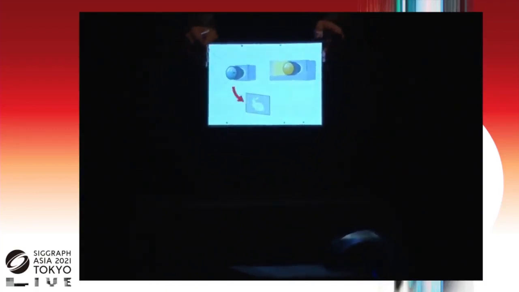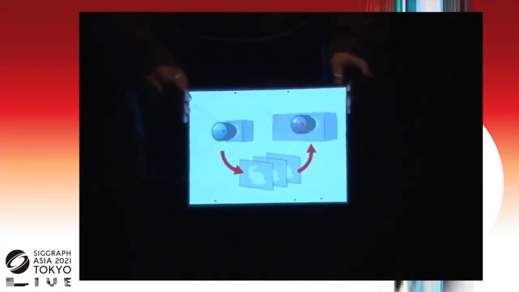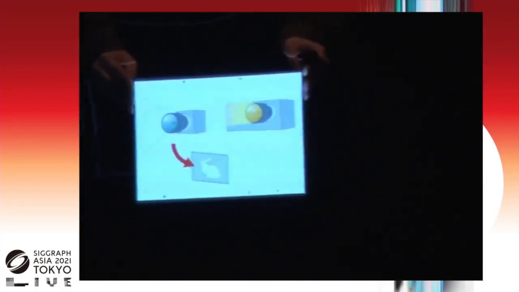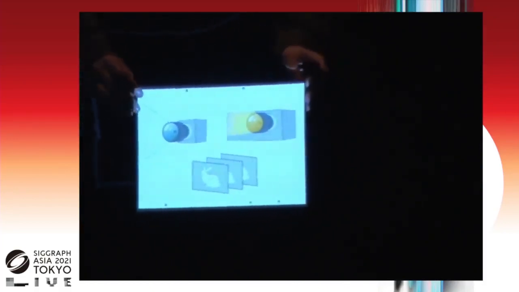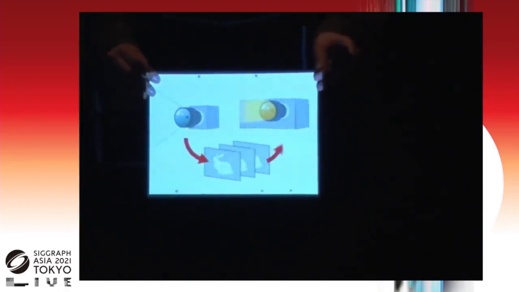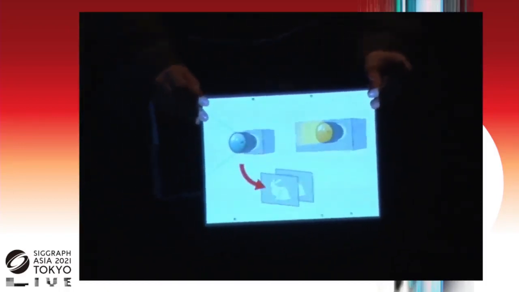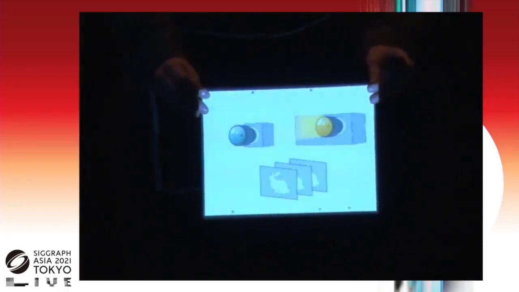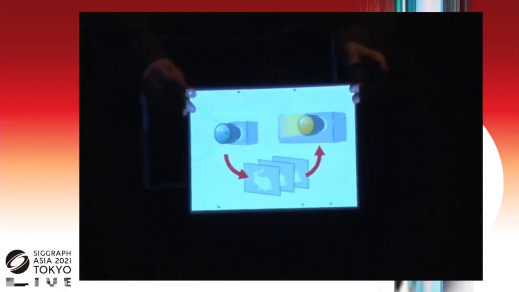But when these three steps are performed at 60 frames per second, the projected image cannot keep up with the moving object, and we humans will notice the delay. So we developed our projector-camera system that works at 1,000 frames per second. With 1,000 frames per second, the projection will be indistinguishable from the original appearance.